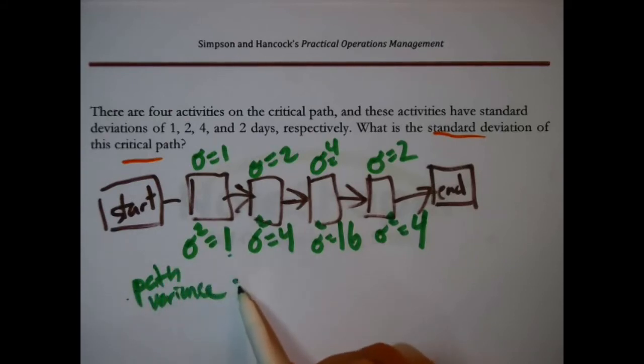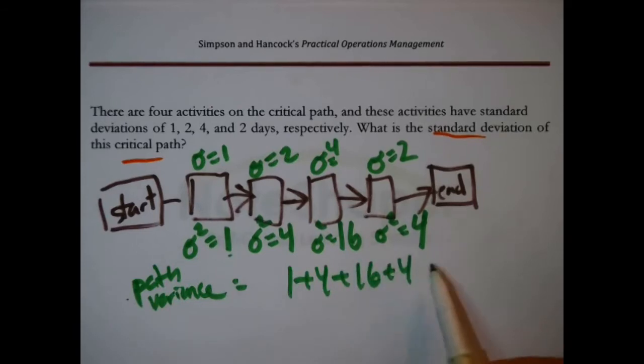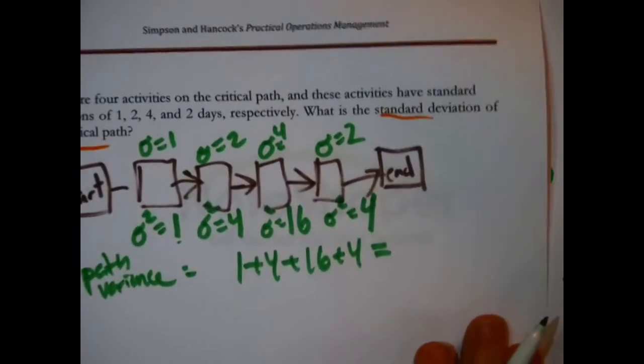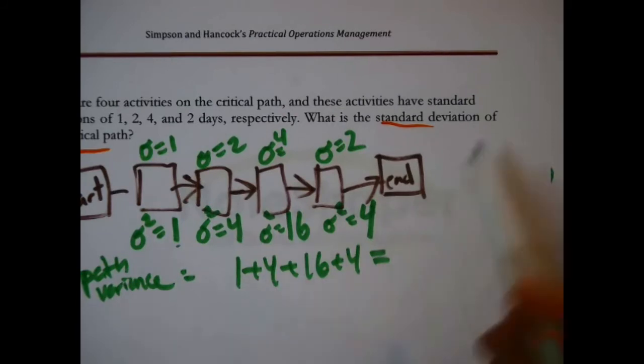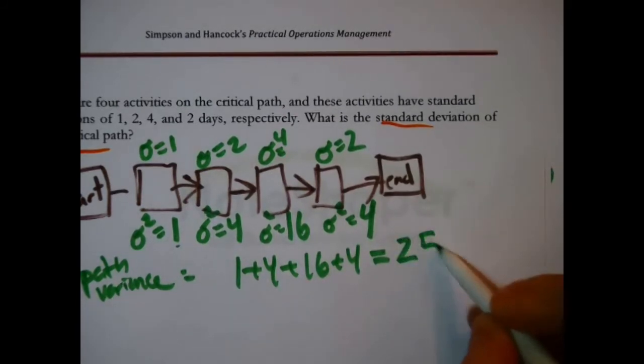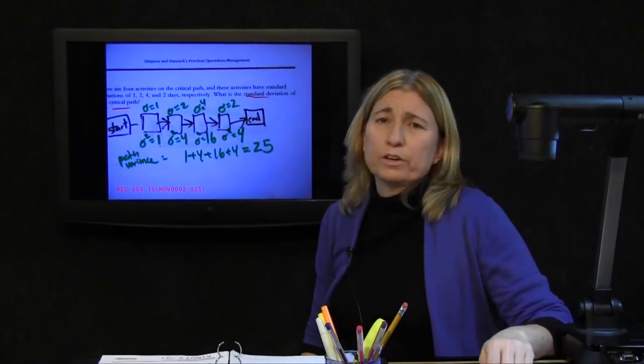You say, all right, I can do that. I'll add the 1 plus the 4 plus the 16 plus the 4. Never add standard deviations, only add variances. So this is 20, then plus 4 plus 1 is 25. You say, fine, I added the variances, so that's the answer, right, 25.